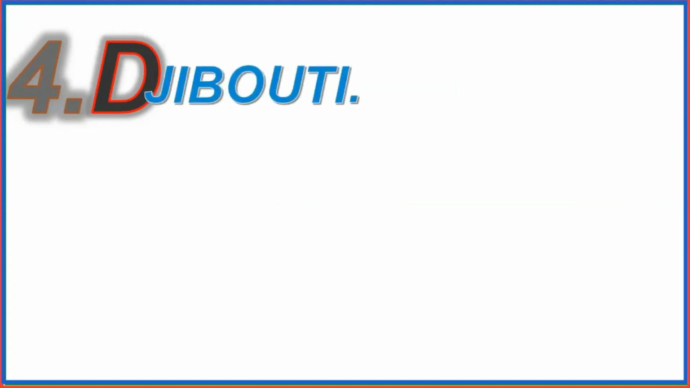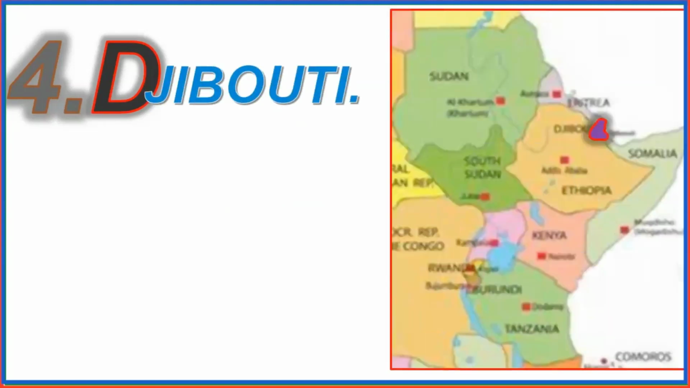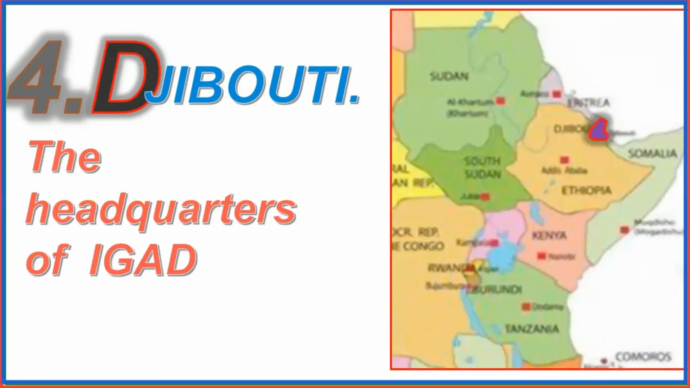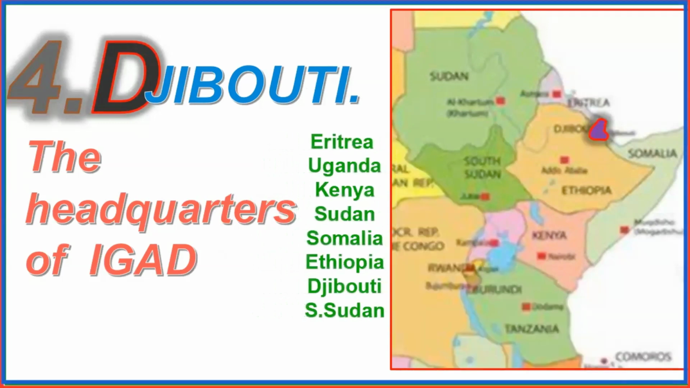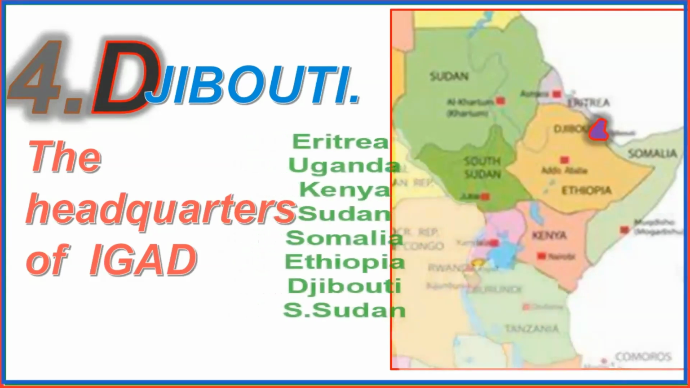D for Djibouti. Remember, Djibouti is the headquarters of IGAD. IGAD is an organization made up of 8 countries in Eastern Africa, all the countries of Eastern Africa except Rwanda, Burundi, and Tanzania. So the members are Eritrea, Uganda, Kenya, Sudan, Somalia, Ethiopia, Djibouti, and South Sudan.